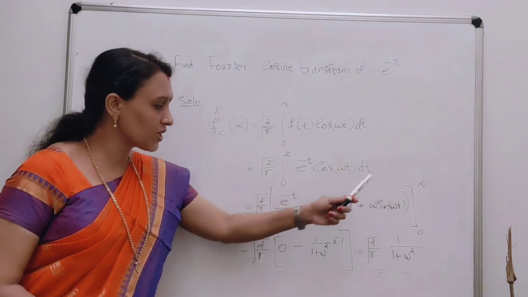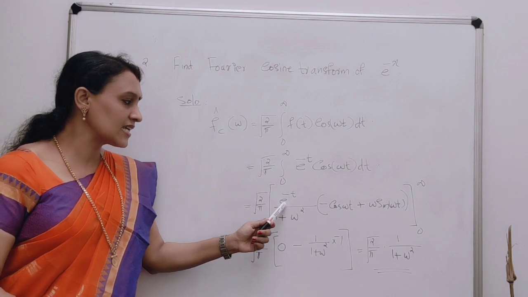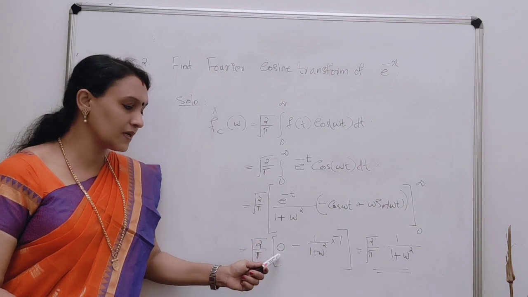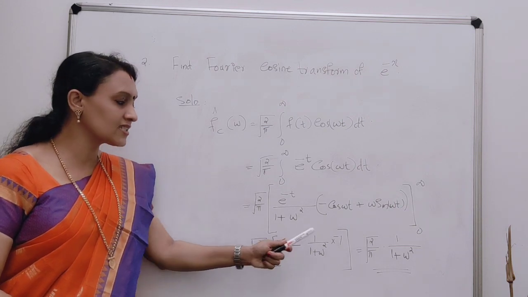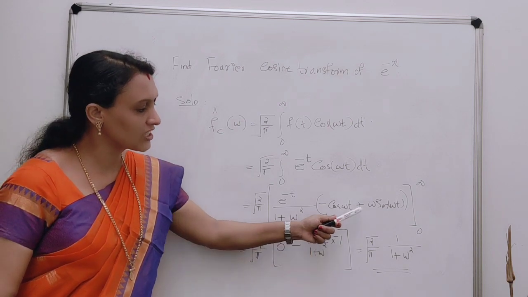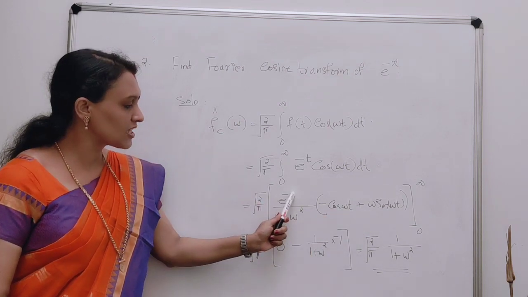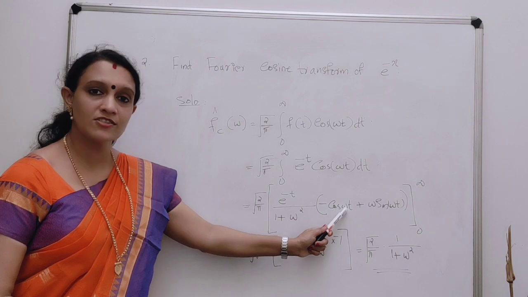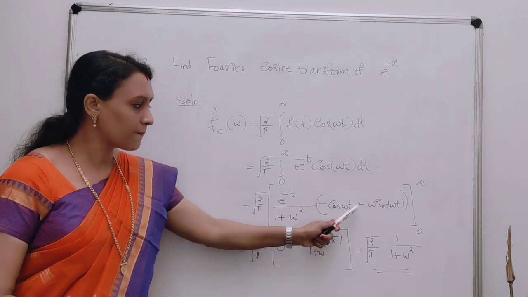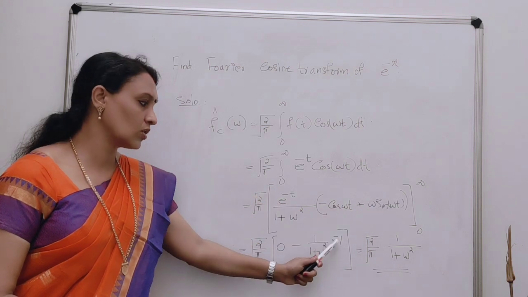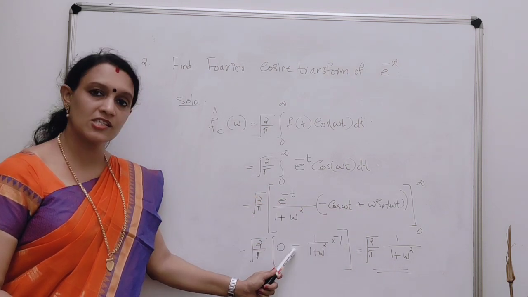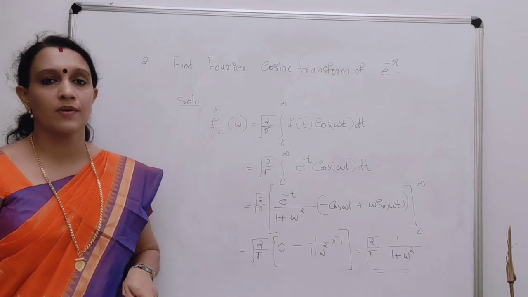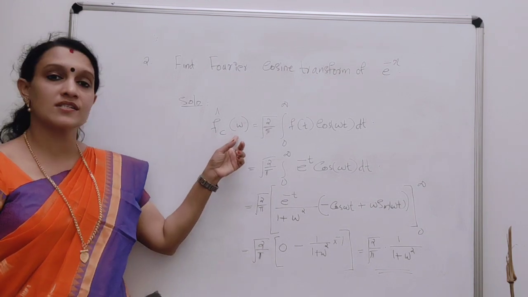Now what happens when you substitute infinity, the upper limit? This becomes e raised to minus infinity, and the value of e raised to minus infinity is 0. So on putting the upper limit, the value will be 0, minus the lower limit. For the lower limit you put t equal to 0 everywhere. So e raised to 0 will be 1. So 1 by 1 plus omega square into minus cos 0. Cos 0 is 1, so it is minus 1 plus omega sin 0. Sin 0 is 0, so only we have minus 1. So minus of minus is plus 1. So root of 2 by pi into 1 by 1 plus omega square. That is the value of the Fourier cosine transform.